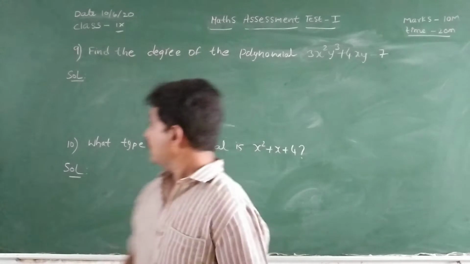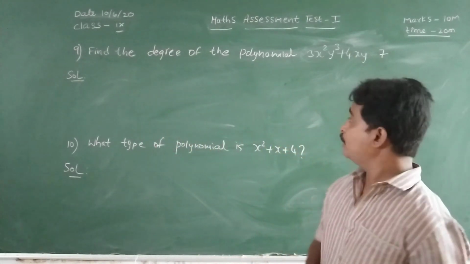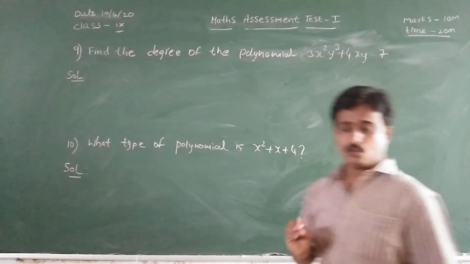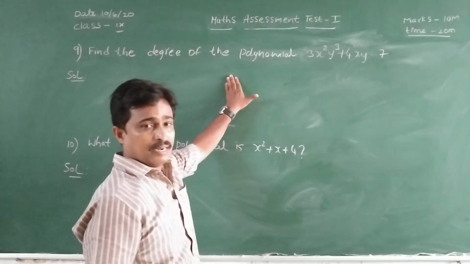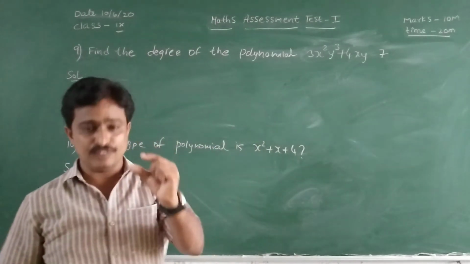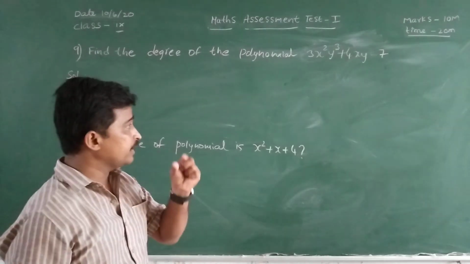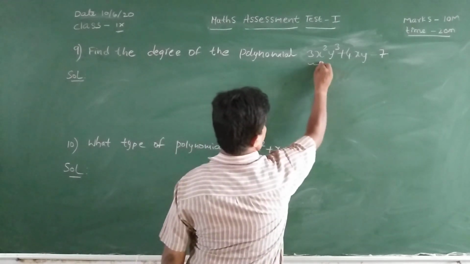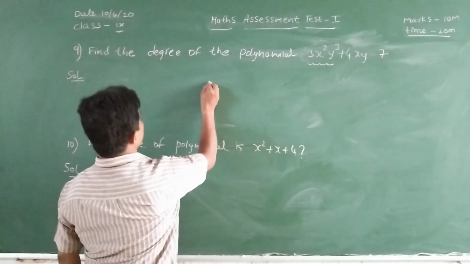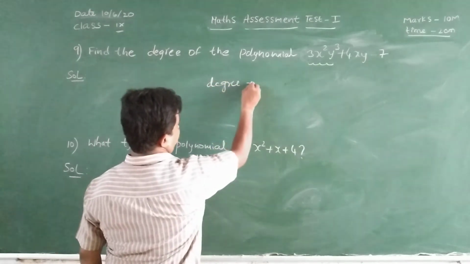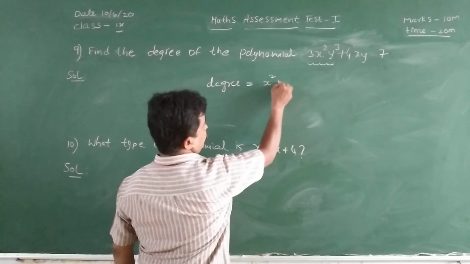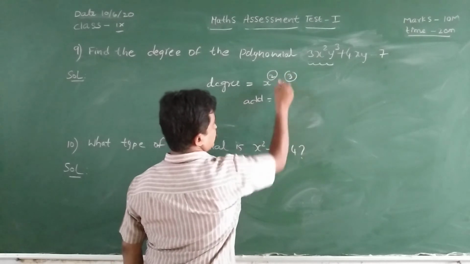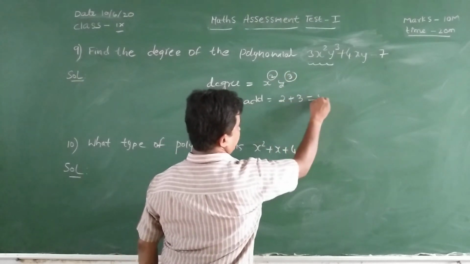Okay, Rama. Coming to question number 9. Find the degree of the polynomial 3x square y cube plus 4xy minus 7. Here you observe this is a polynomial in two variables. In this case, we add the highest powers in the given polynomial. Here, observe this term, x square y cube. Add these two powers, 2 plus 3, that is equal to 5.